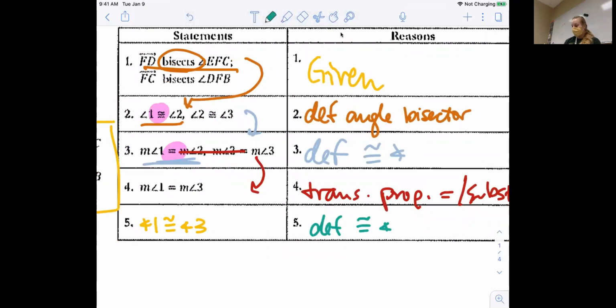Good. So before we went from congruent to equality, we called that definition of congruent angles. And now I'm going from equality to congruence. Anytime you go back and forth between the two, it's definition of congruent angles. Because they are congruent, their measurements are the same. Okay?